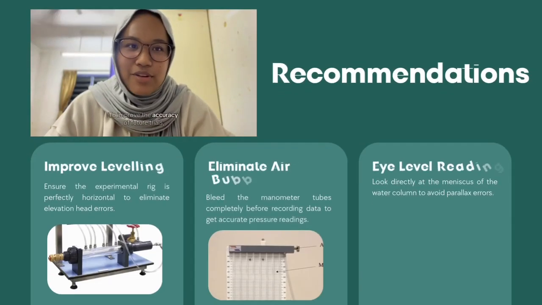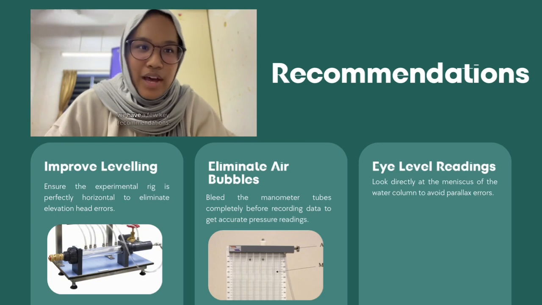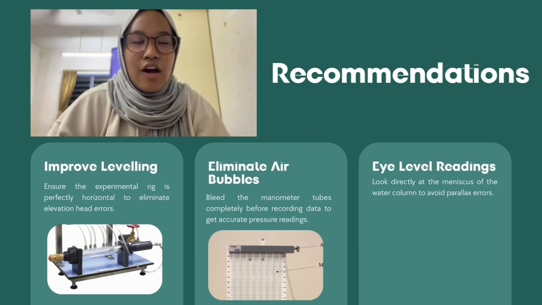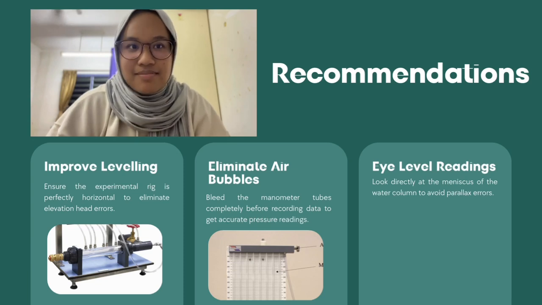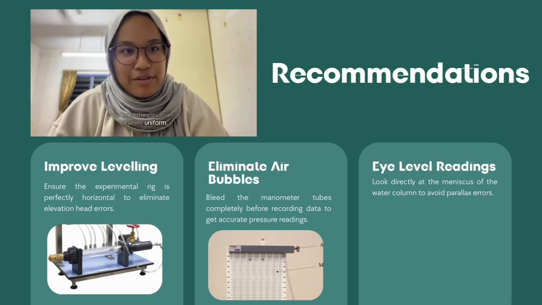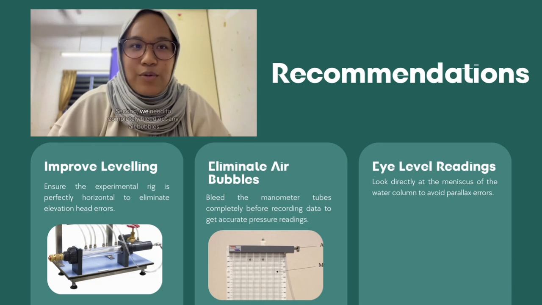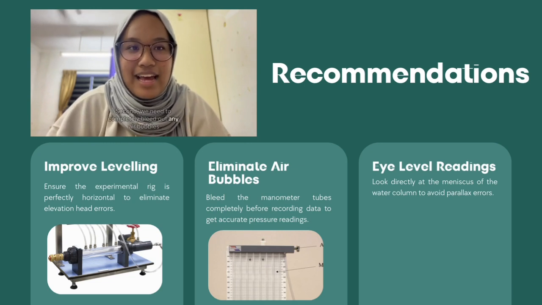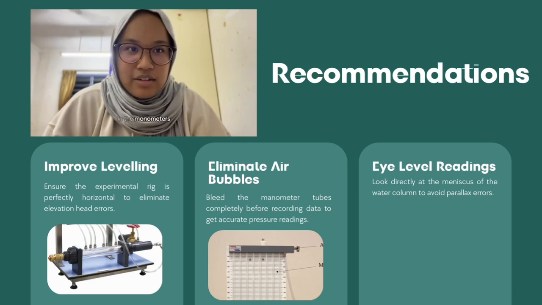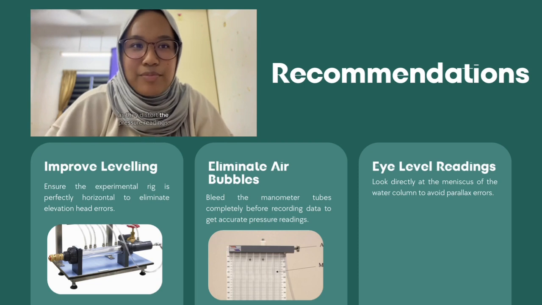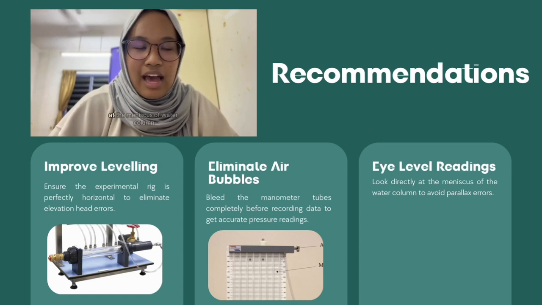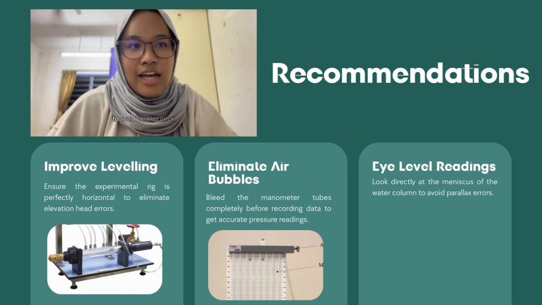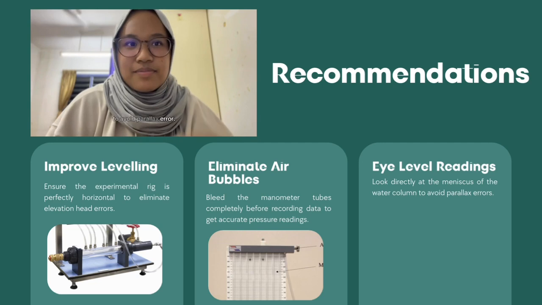To improve the accuracy of future trials, we have a few key recommendations. First, we must ensure the equipment is perfectly level to keep the elevation baseline uniform. Second, we need to completely bleed out any air bubbles in the manometers as they distort the pressure readings. Finally, for eye level readings, we need to look directly at the meniscus of the water column to avoid parallax error.